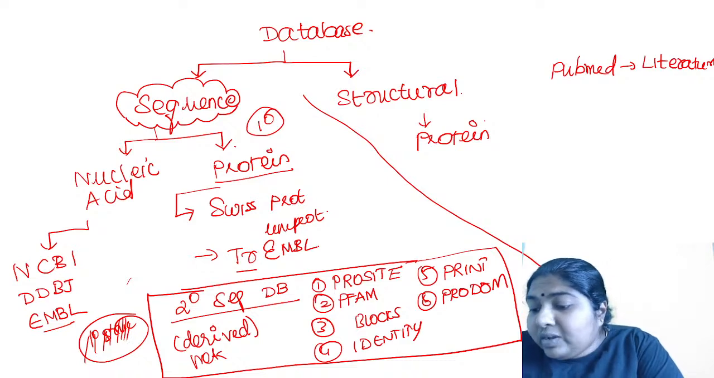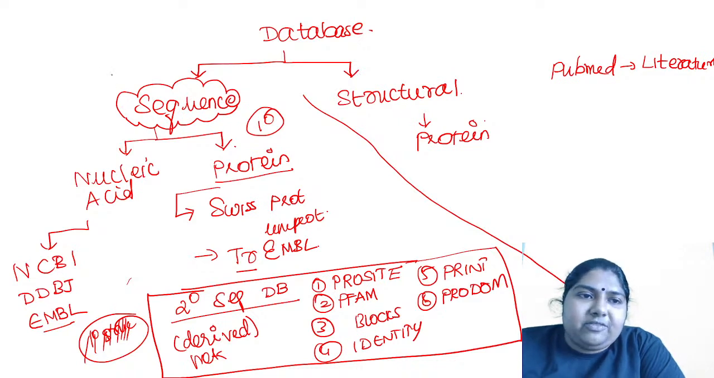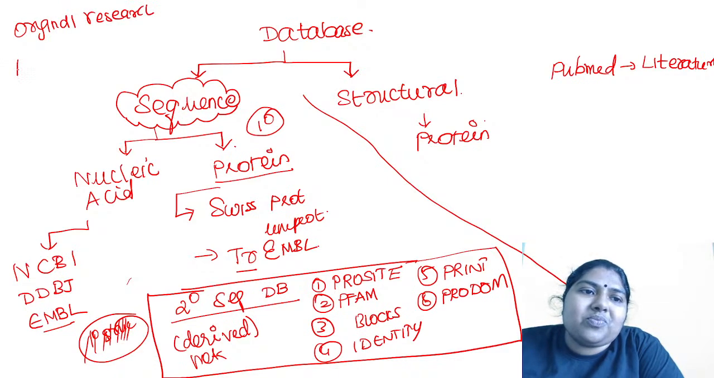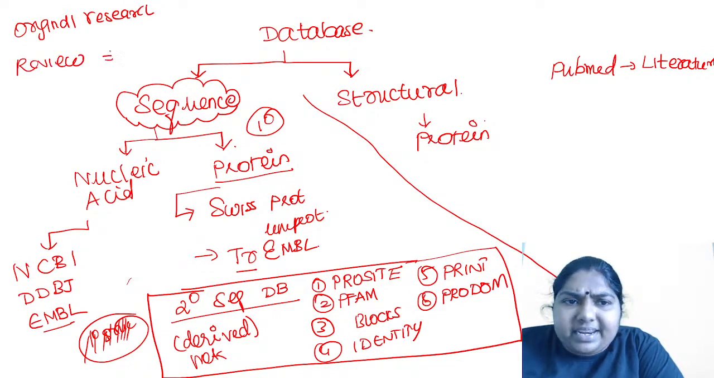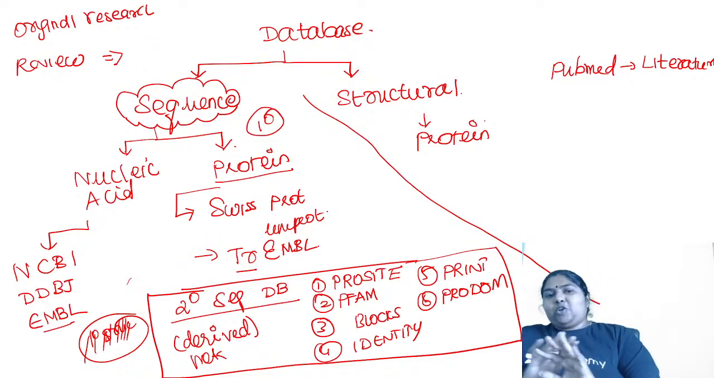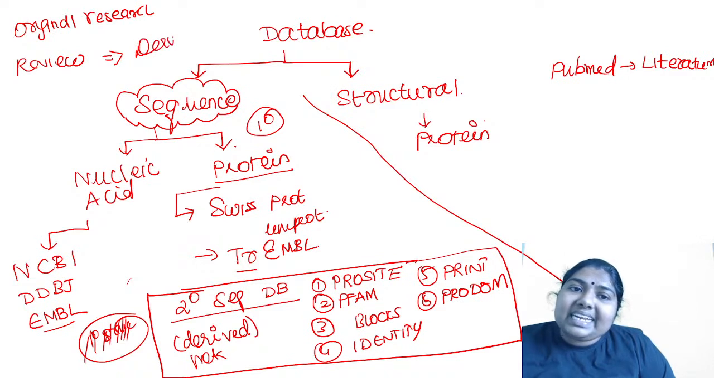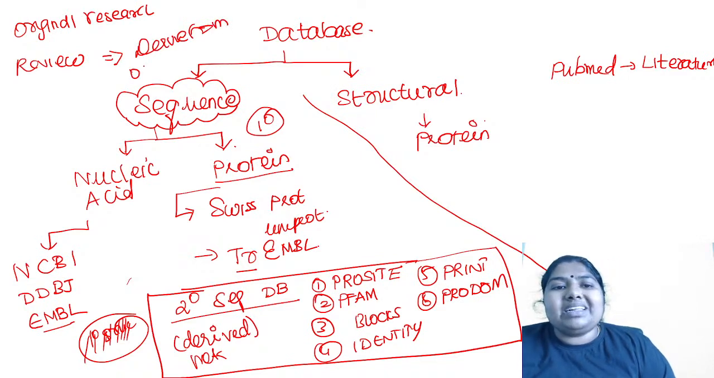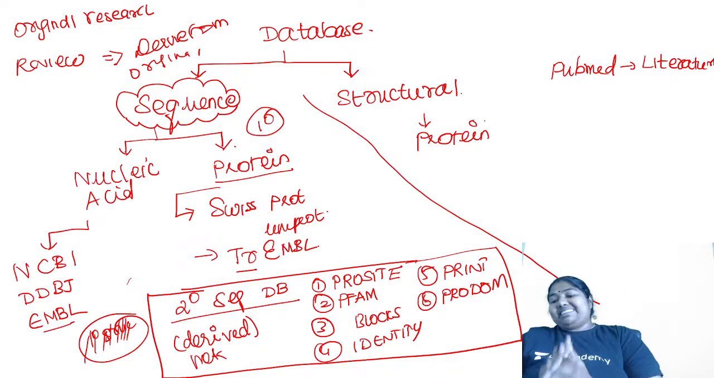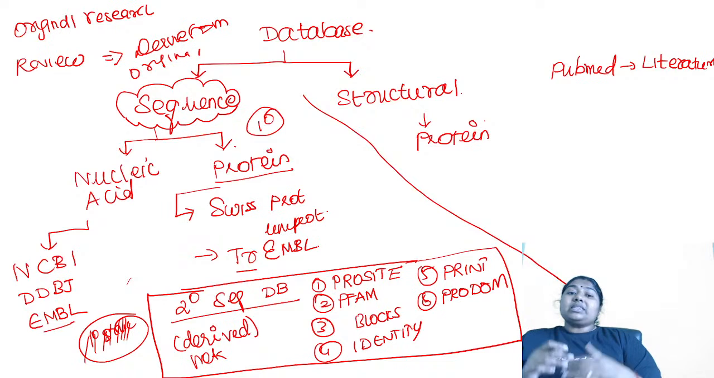So in case of the secondary one, for example, if you are reading an original research article, or you are reading a review, what do you mean by review? Will you experiment each and every sentence? No, you are going to derive the information from the original article. You are going to simply compile the information from the original research. That is what it is called a review. So that is what is happening in the secondary sequence database.